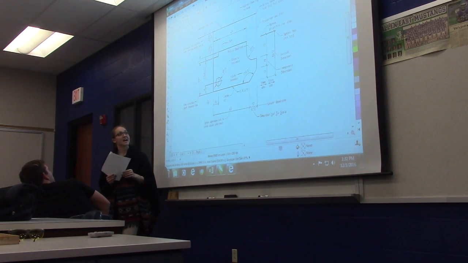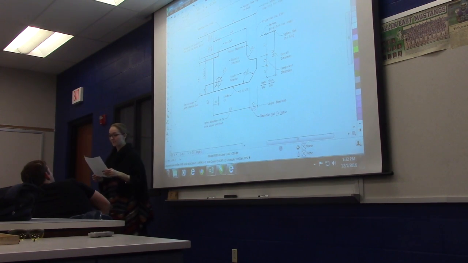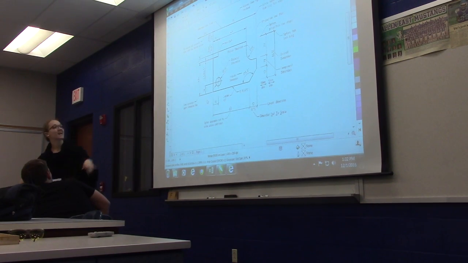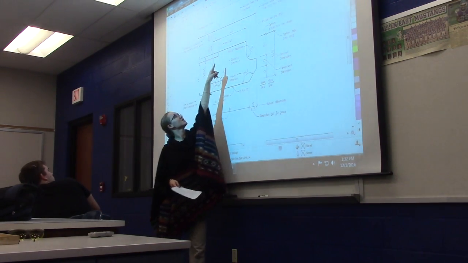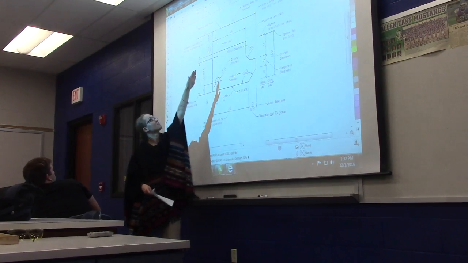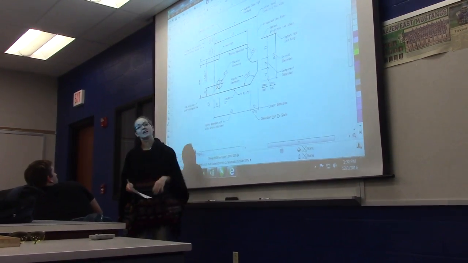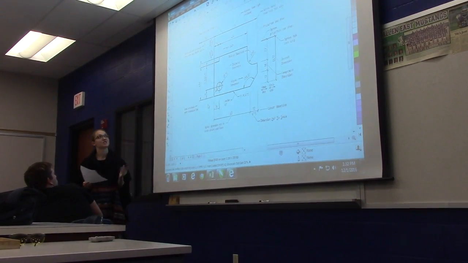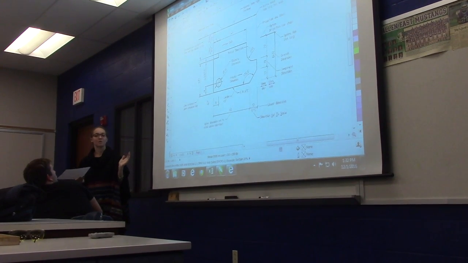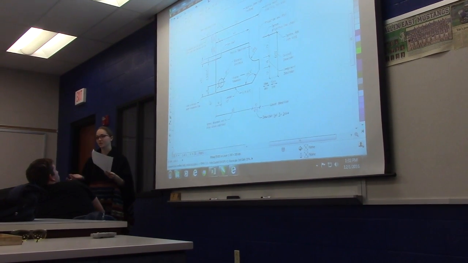When it's talking about stacked dimensions, I guess this is an example of a stacked dimension at the very top. See how the 49 is staggered a little bit off from the 75? That's just to make sure that there's no confusion and that there's clarification on what's actually being measured and what dimension goes with which thing.